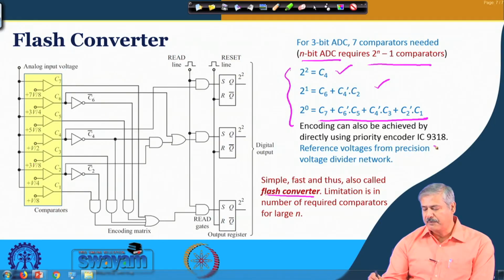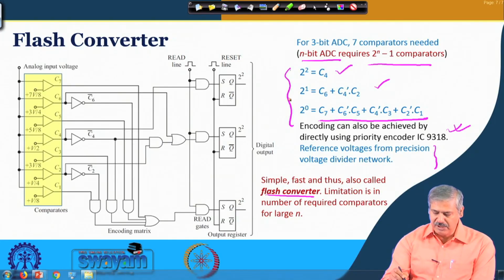So, this can be obtained from a precision voltage divider network. That is how we can get it. And also we take note that this encoding can be achieved by using a priority encoder, which is available off the shelf as IC 9318.